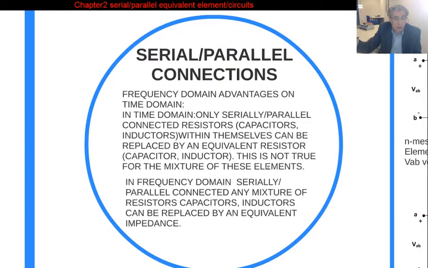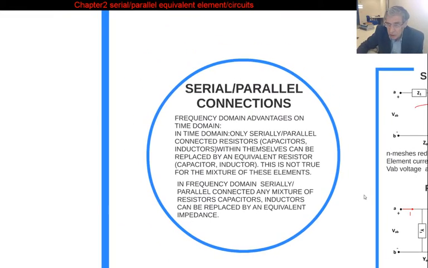In frequency domain, for serial parallel connections, any mixture of the resistors, capacitors, inductors can be replaced by an equivalent impedance. So that means this is something that we could do in this domain, but we cannot do in time domain. So what is it? Let's go in.